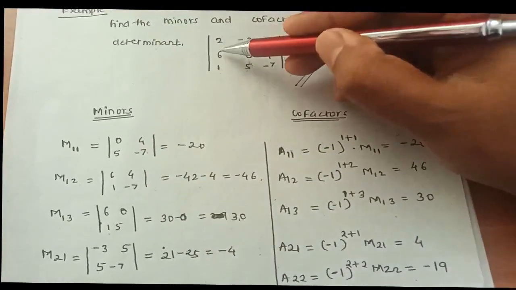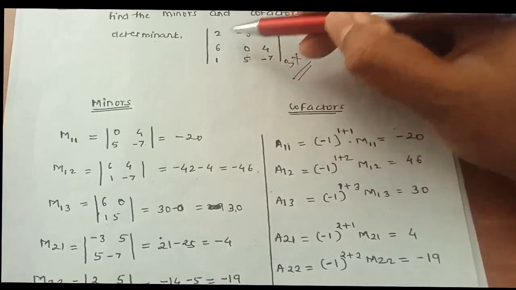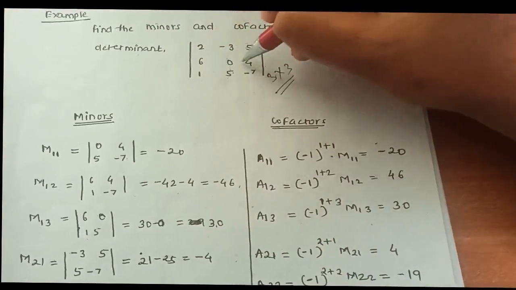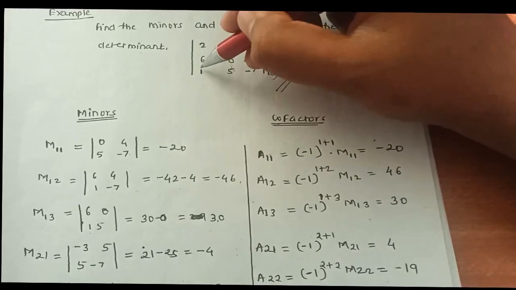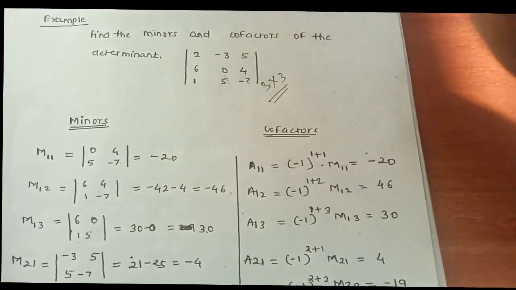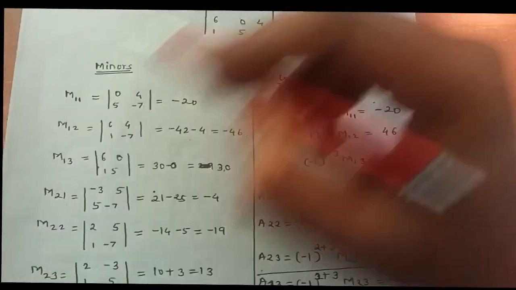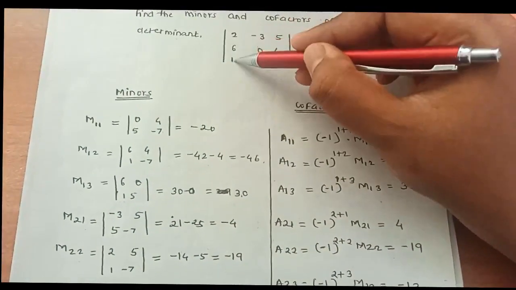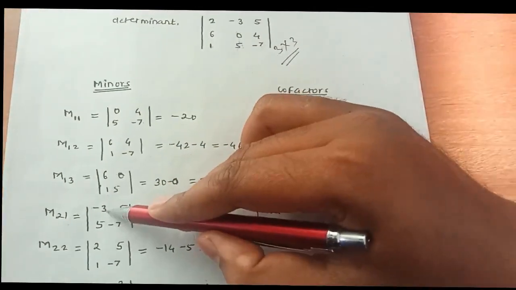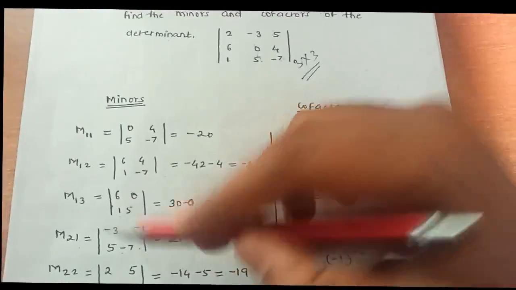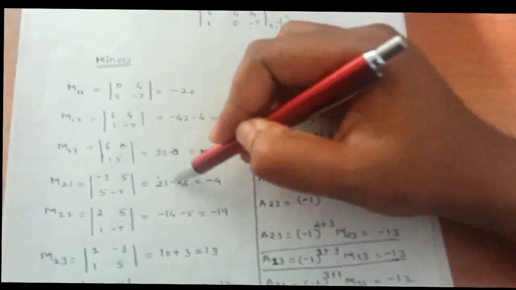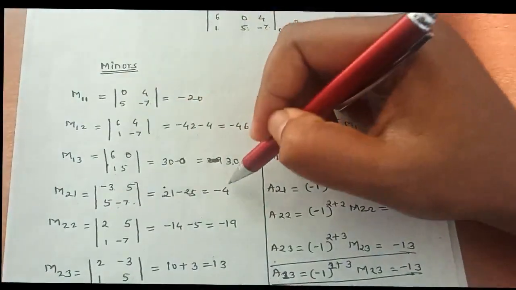6 means M21. That means second row and first column element. So we have to leave this column and this row, that means 6 is lying in this row and this column. So remaining elements are minus 3, 5, 5 and minus 7. We write them in determinant form. Minus 3 into minus 7, that's 21, minus 5 into 5 is 25. So you got minus 4.